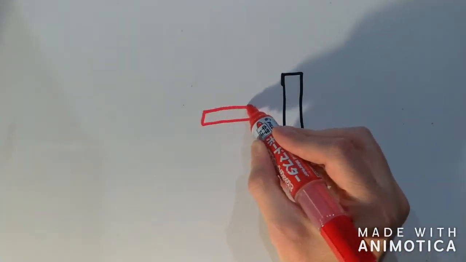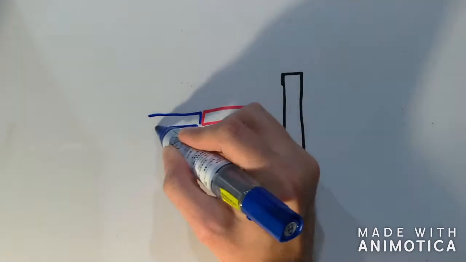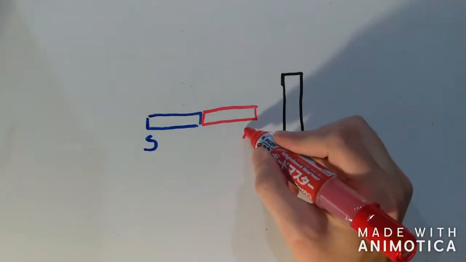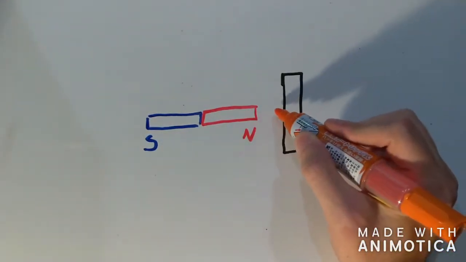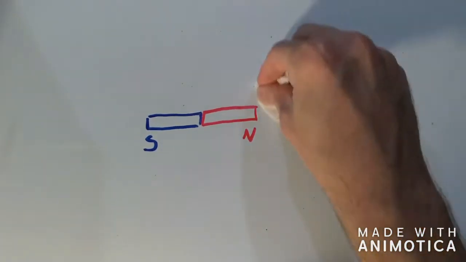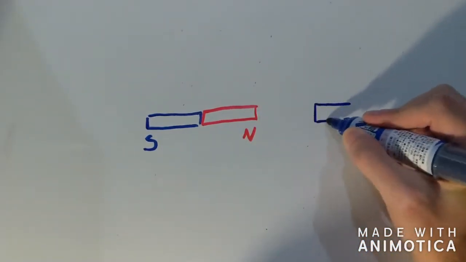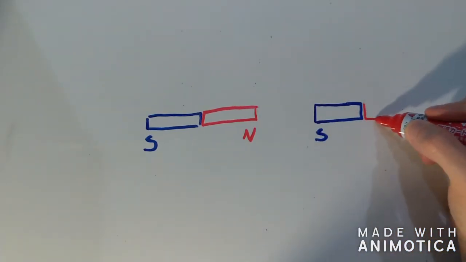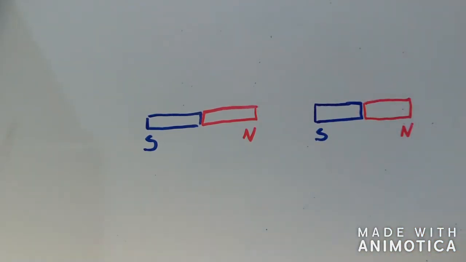Magnets are an example of a non-contact force. A magnet is able to put a force on a metal object, such as a bar of iron, even without touching that bar of iron. The force in this case is a pull. Magnets can also put forces on each other.